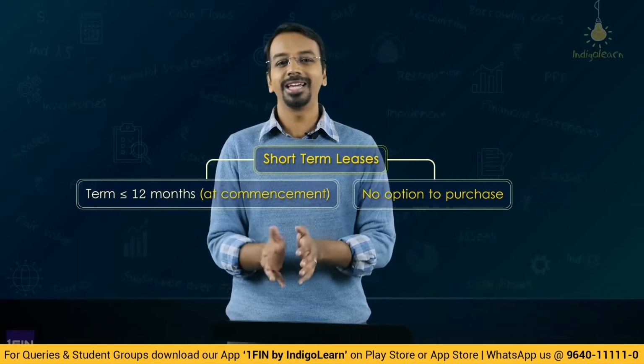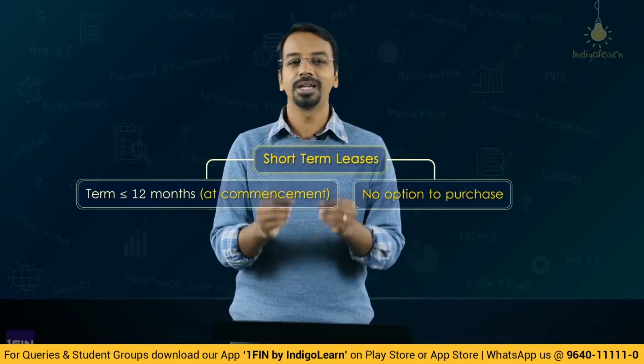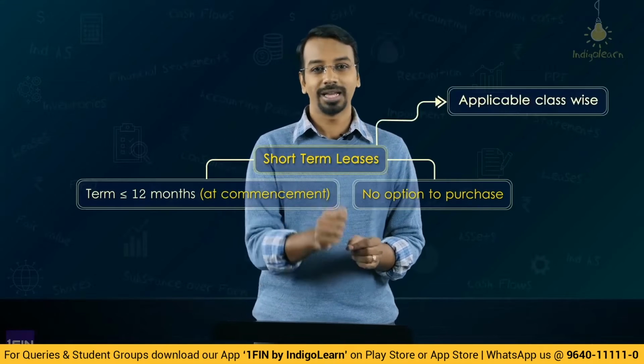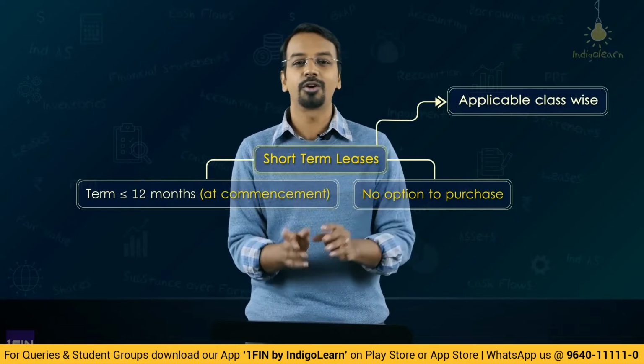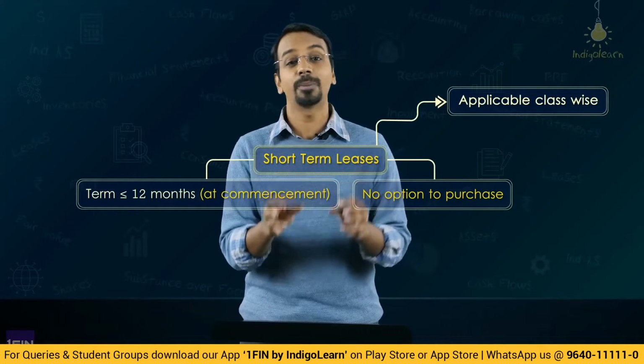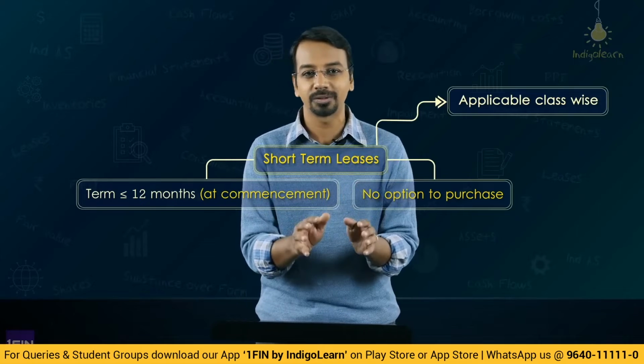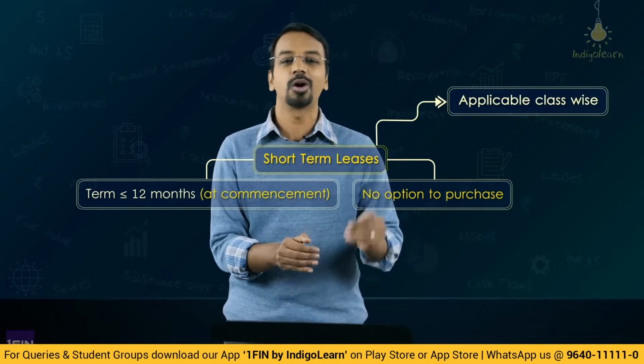Now, this exemption related to short-term lease has to be applied by class of assets. So, whatever are the leases for a particular class of asset, you will have to apply the exemption for the entire class of asset, meeting the 12 months or less criteria.